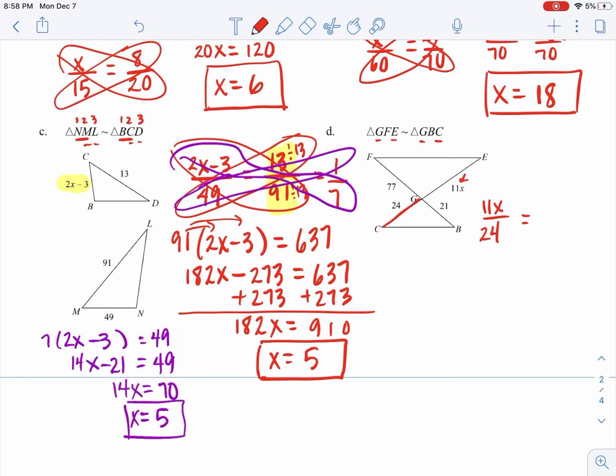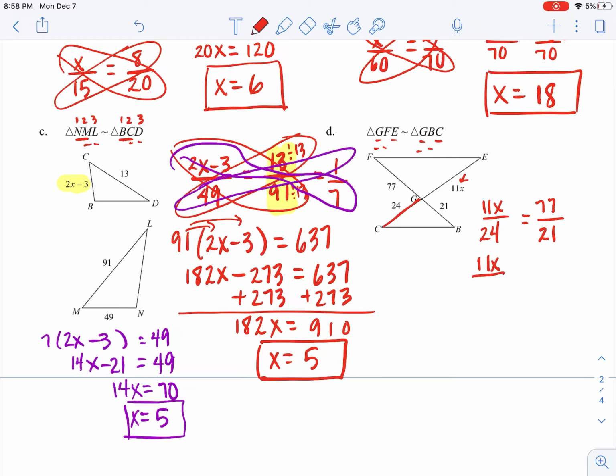Go back up to the triangle you started with. You started with the bigger one on top. So we have 77, which is FG. That's the first and second. So that belongs over GB, which is 21. So this is definitely a case where, let's try this, let's reduce that second fraction.